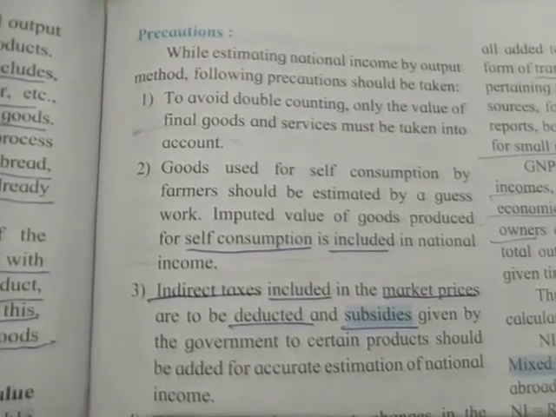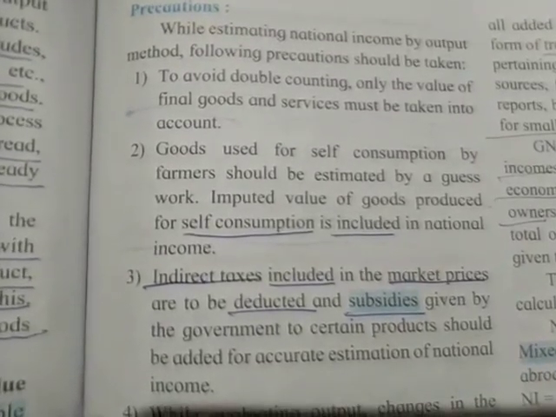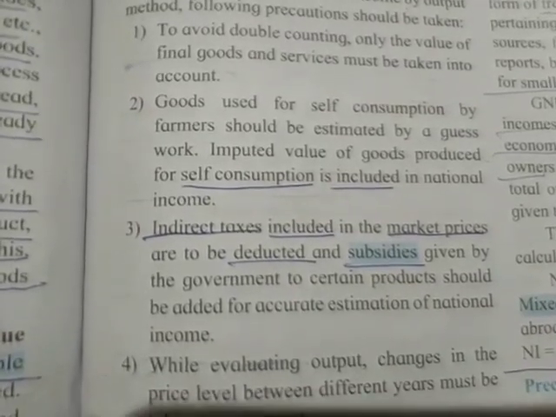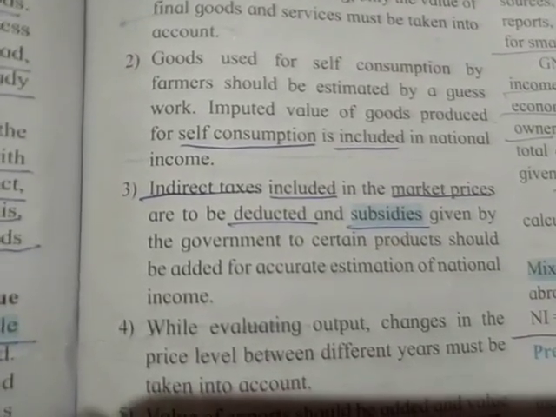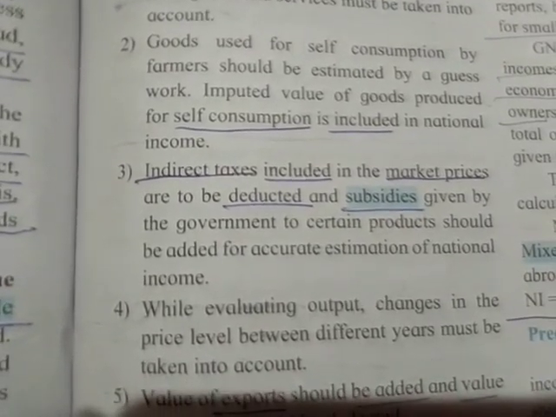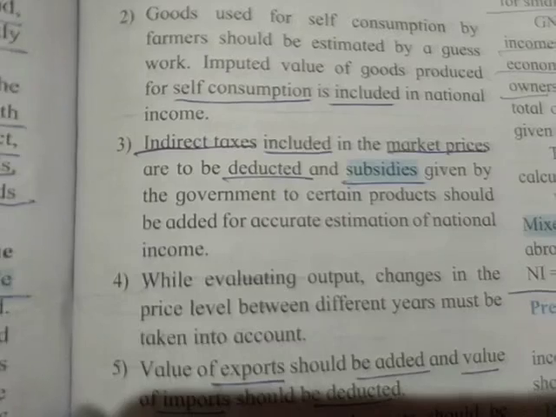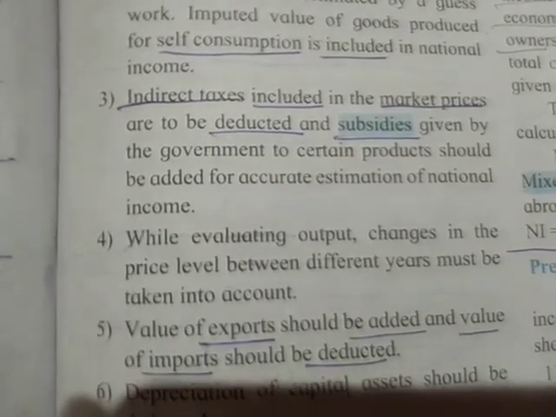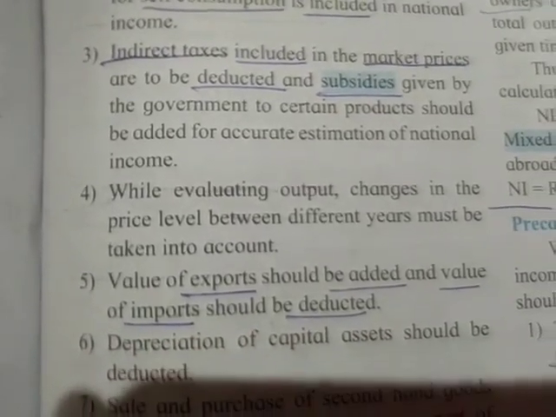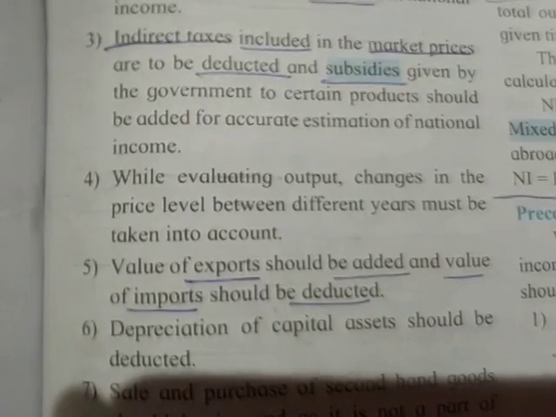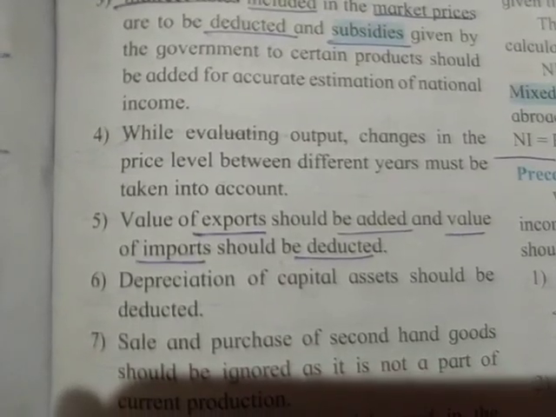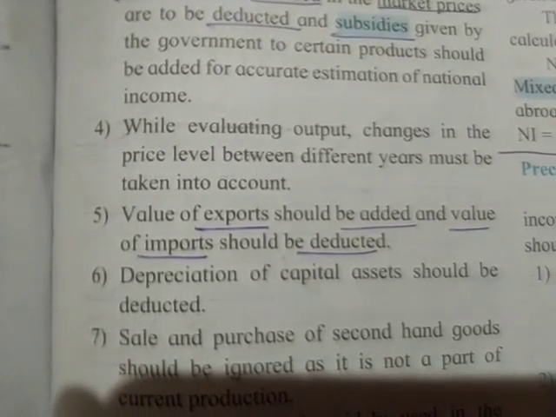Precautions. While estimating national income by output method, following precautions should be taken. First, to avoid double counting, only the value of final goods and services must be taken into account. Second, goods used for self-consumption by farmers should be estimated by a guesswork. Imputed value of goods produced for self-consumption is included in national income. Third, indirect taxes included in the market prices are to be deducted and subsidies given by the government to certain products should be added for accurate estimation of national income.